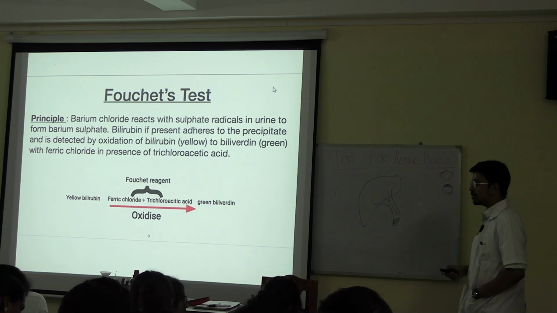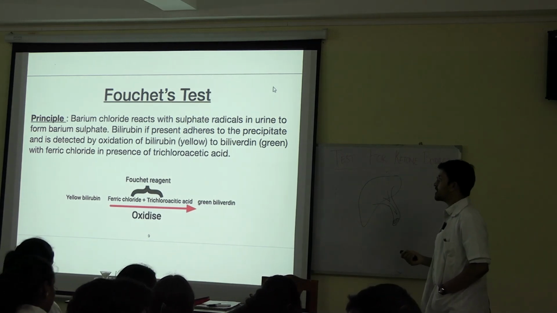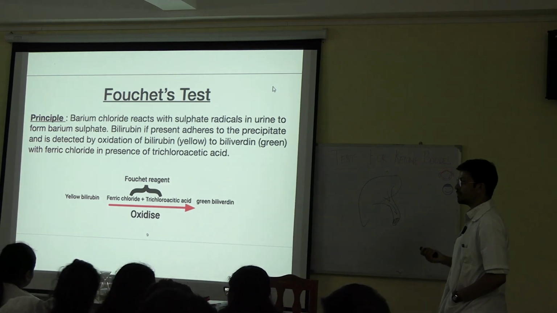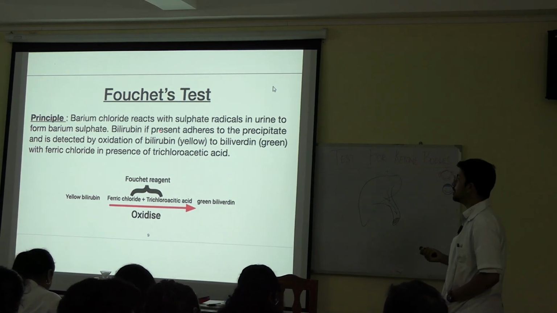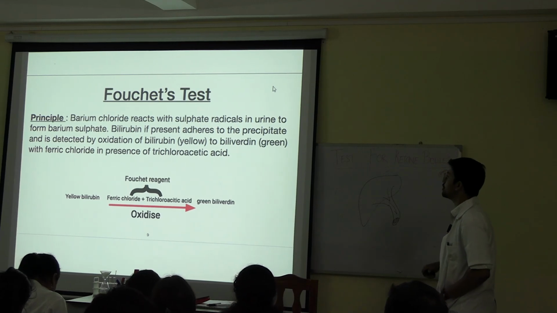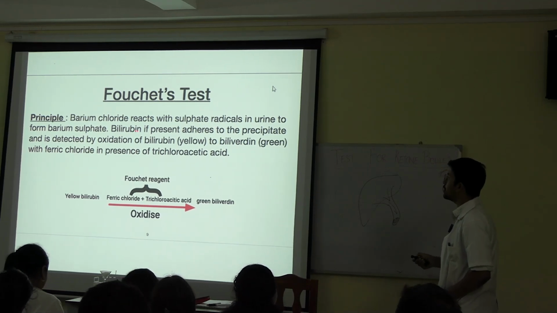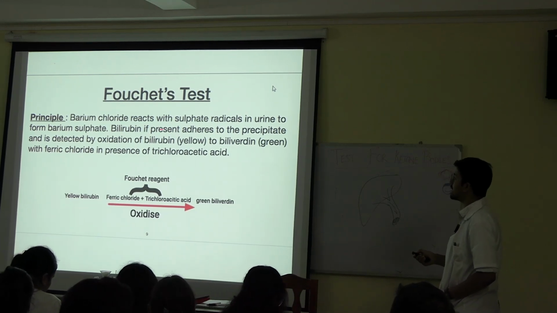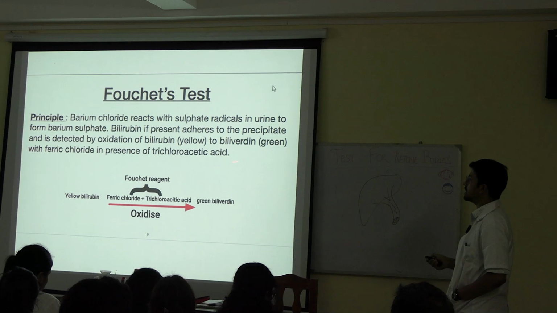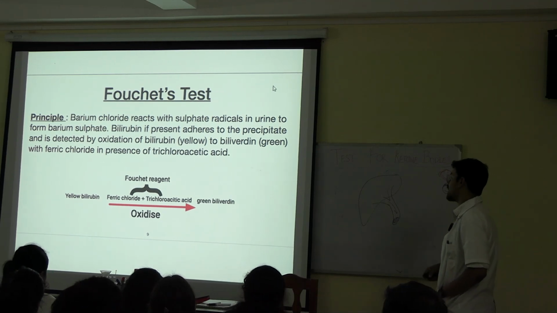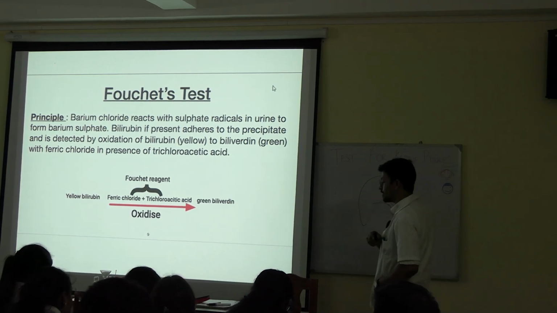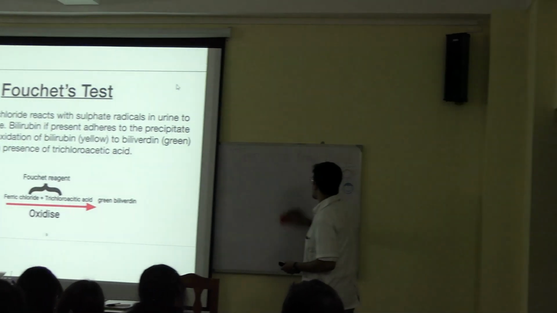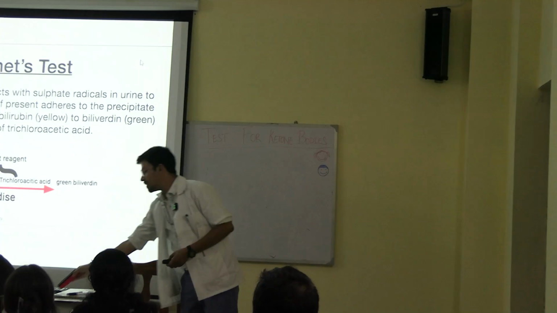Okay. Now, please be silent. Faucher test. What is the principle of the Faucher test? One of the reagents that we are using is barium chloride, which reacts with the sulfate radicals in the urine to form barium sulfate. Now bilirubin, if present, adheres to the precipitate and is detected by oxidation of the bilirubin, that is yellow color, into biliverdin, that is green color, with the perichloride in presence of the trichloroacetic acid. Now I know you people did not understand anything from this line, so let me just break it up. These are the bookish languages, that is how it is written.